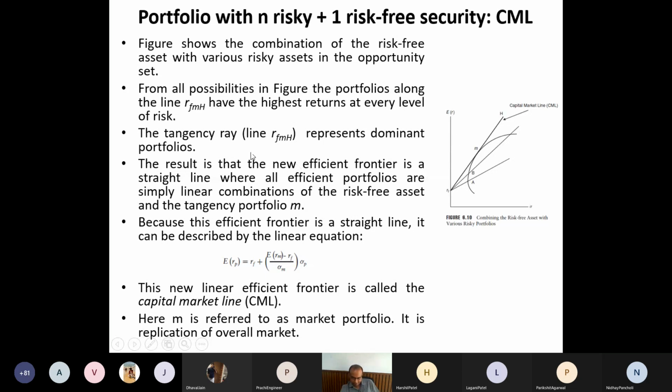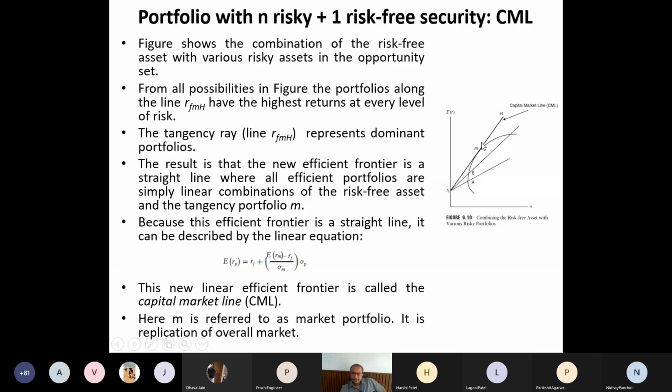You can compare. So this ray, we can say, originating from this point RF, I can say RFMH, right? It can extend to some point H or beyond it if I allow short selling, right? So this ray represents the dominant portfolio, or my efficient portfolio, or efficient frontier in the new case where I now have n risky plus a risk-free security.